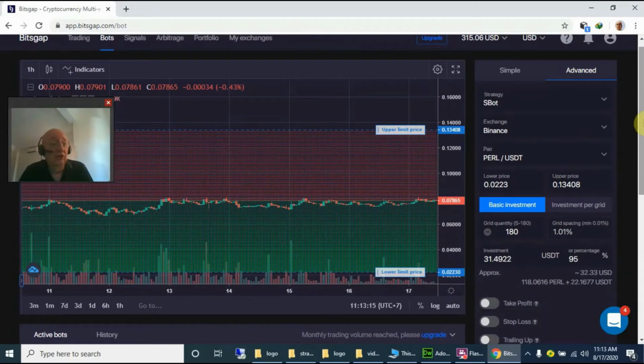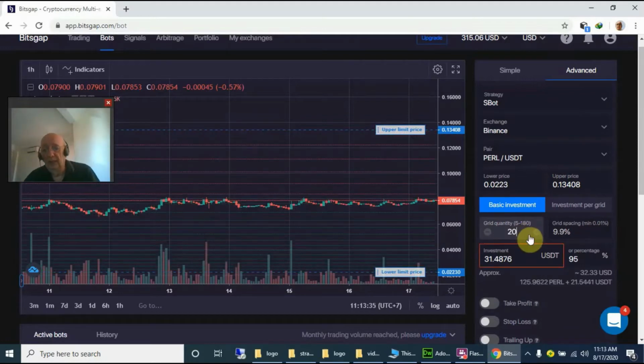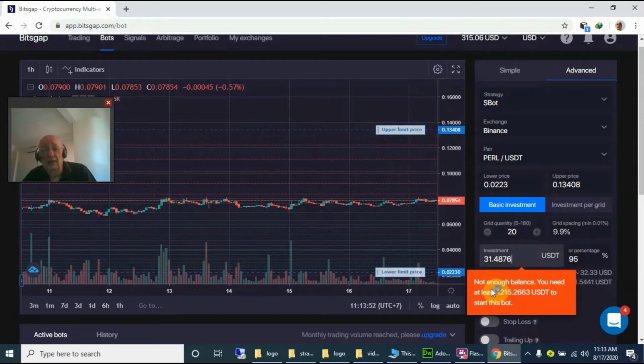Let's say you've got only $200 or $300 or whatever the case might be. So you have to change the strategy. Number one, 20 grids on this grid is far too much for you. You can't afford it, although the 1% grid spacing is fantastic. So we're going to change this. Let's start off with something like 20. Now you can still see 20 grids spaced out over here, but still you cannot do it. As they're telling you here, there it is: not enough balance. You need at least $1,200 to be able to trade this setting.